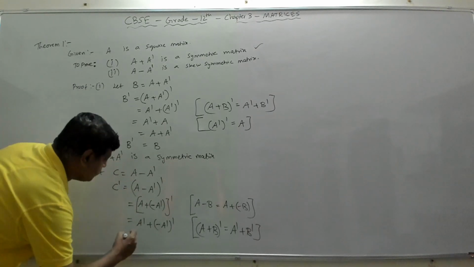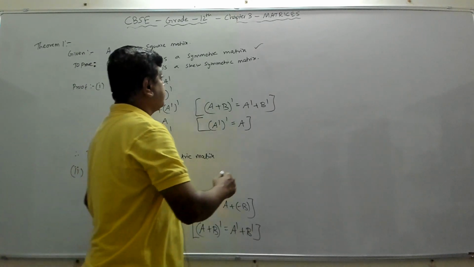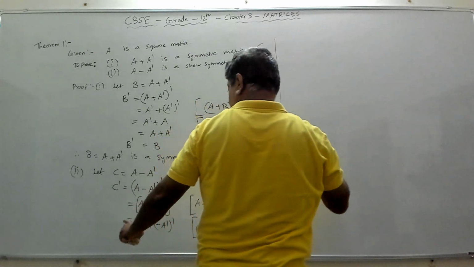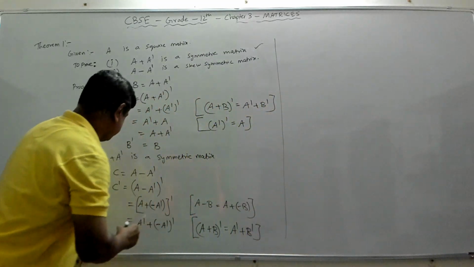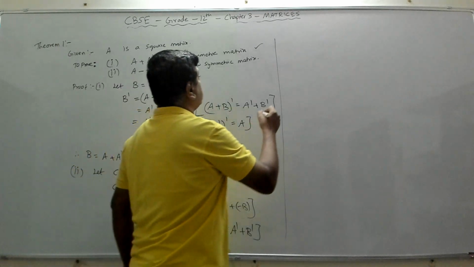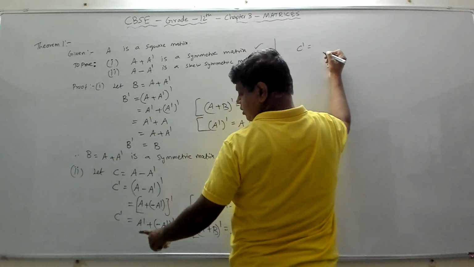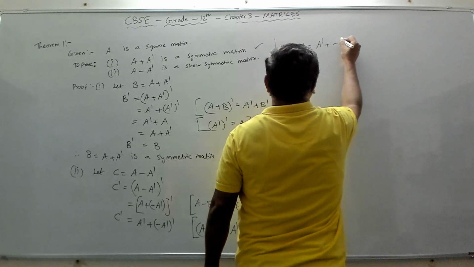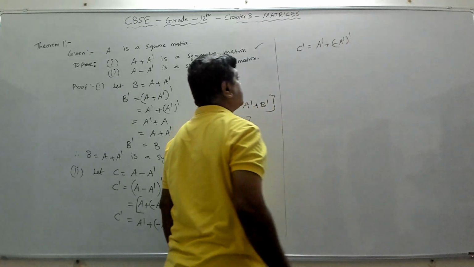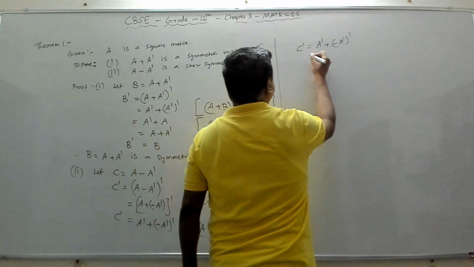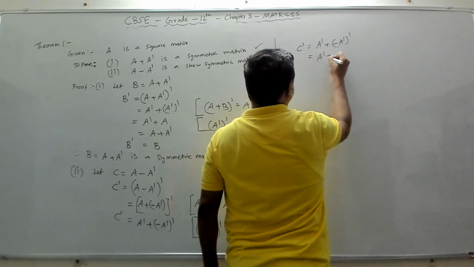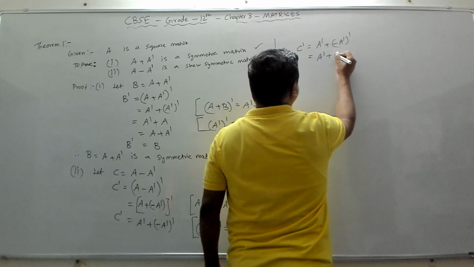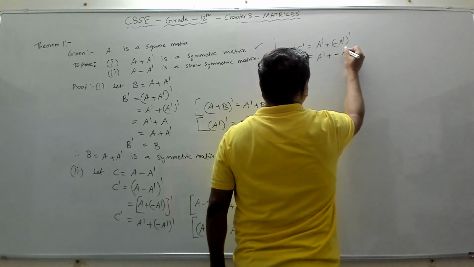And that is equal to, I will write it here. That is equal to, now in the left side we have C transpose. So C transpose equal to, I am writing this step again, (A transpose plus minus A transpose) whole transpose. And that is equal to A transpose plus, this will become minus A transpose whole transpose.